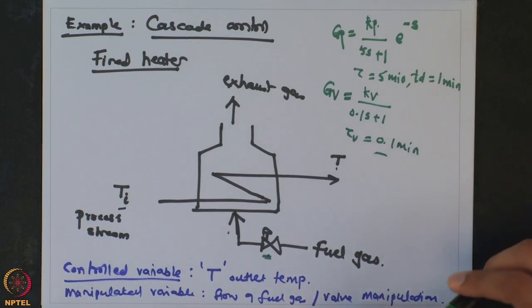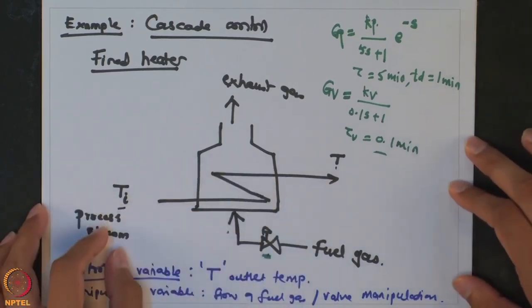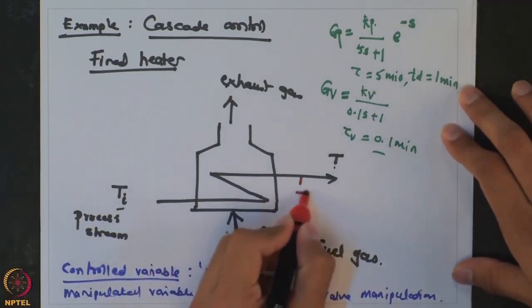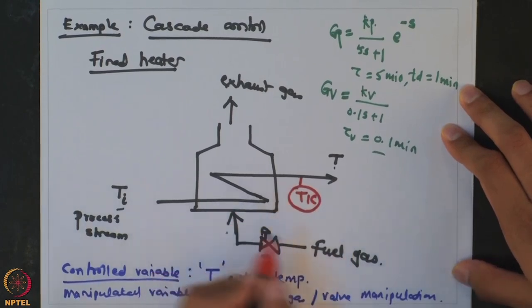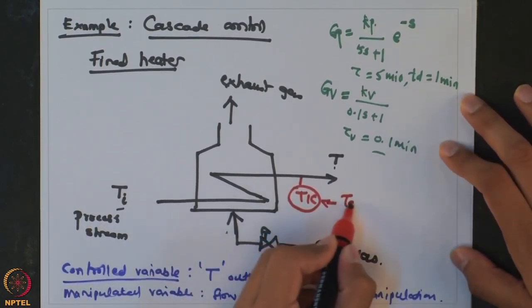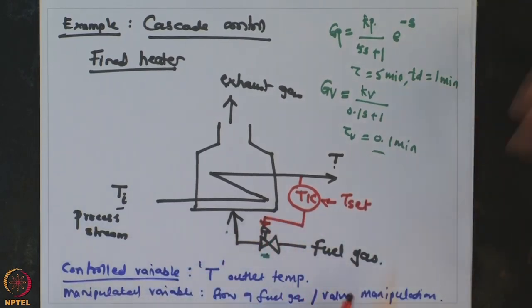Okay. So for this system, let us consider that we want to control this temperature. So we would want to implement a control loop. So you will have a measurement of temperature. Let us call it a temperature indicating controller. It will have its own set point and it will be used to manipulate the valve.